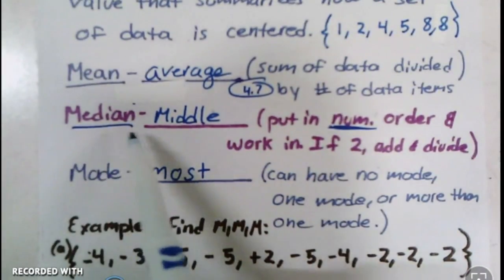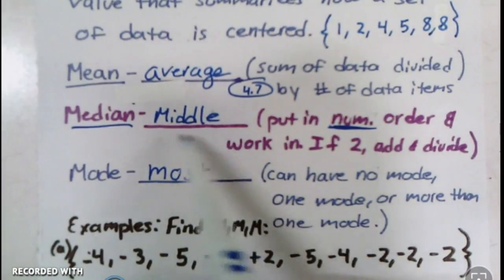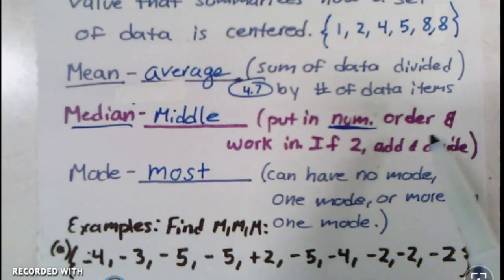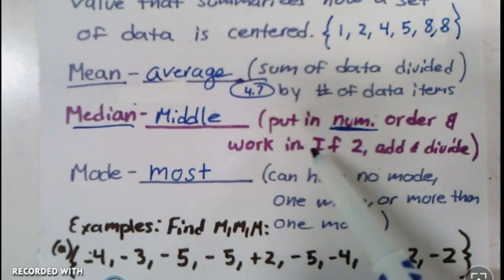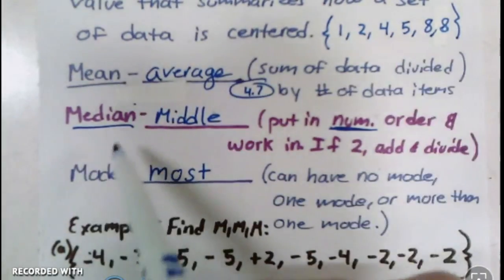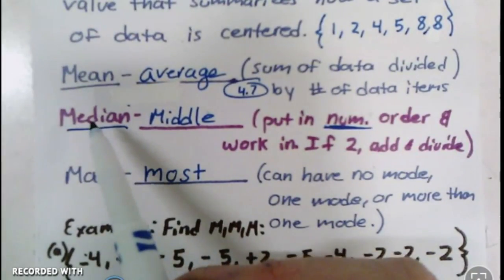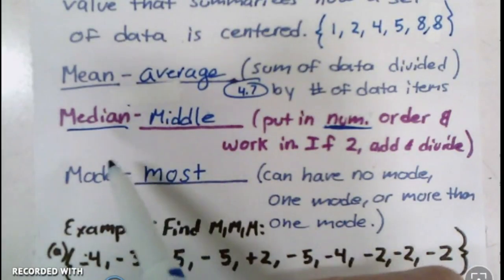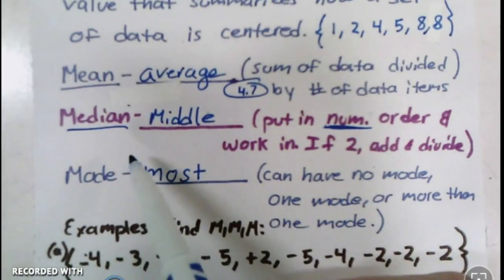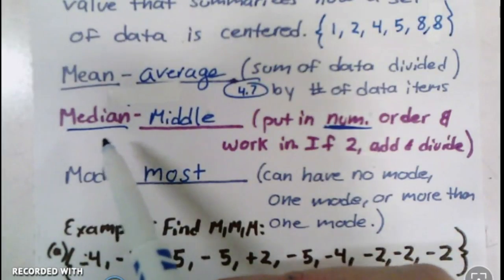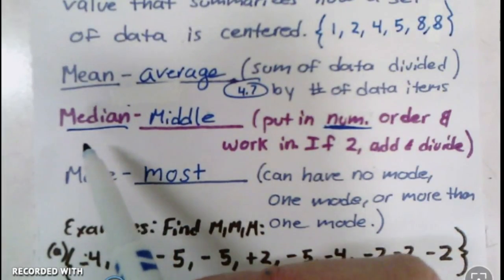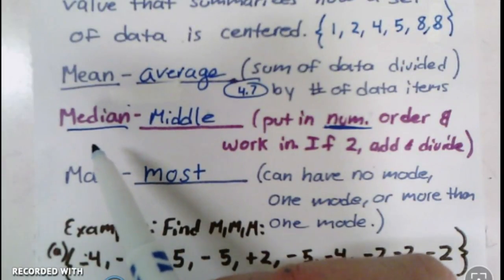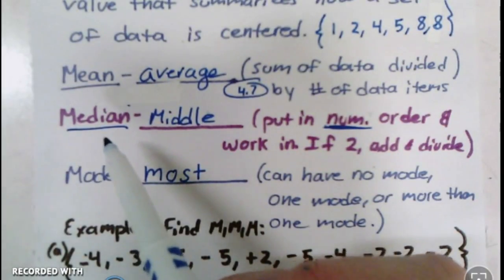Now, median means middle. The way that you find the median is you put all your numbers in numerical order and then you work in from the outside till you get to the center. I remember that because median sounds like the center median on a highway, which is in the middle of the two highways. It also looks like the word medium to me. And if you had small, medium, and large, medium would be in the middle. So that makes sense to me too.